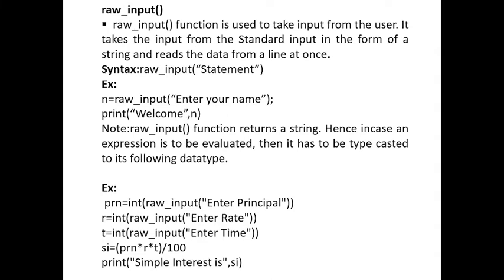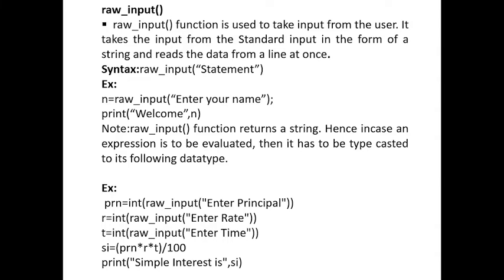Next, raw underscore input. The raw underscore input function is used to take input from the user. It takes the input from the standard input in the form of a string and reads the data one line at a time. Example: n equal to raw underscore input, enter your name, print welcome comma n. Note, the raw underscore input function returns a string.